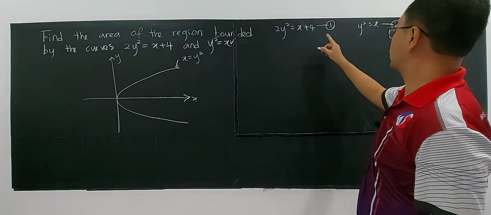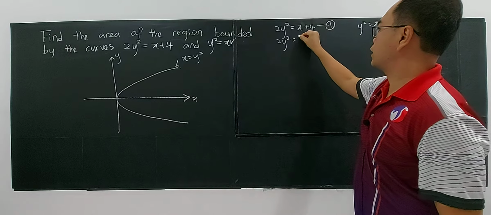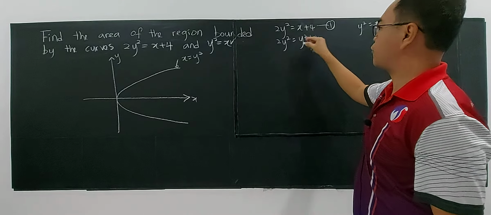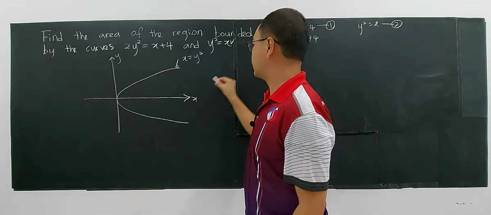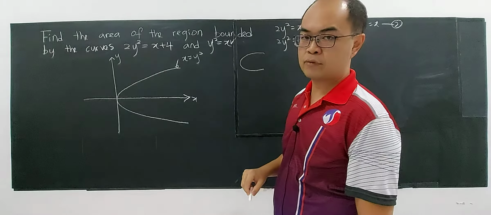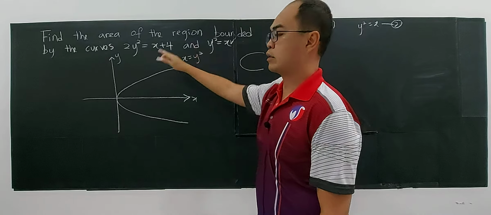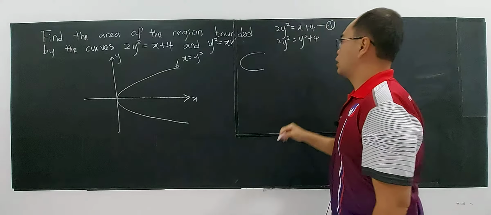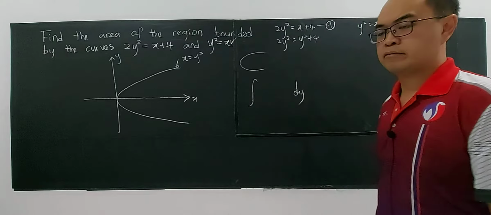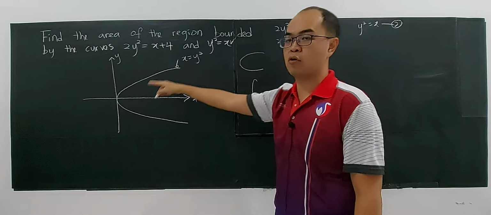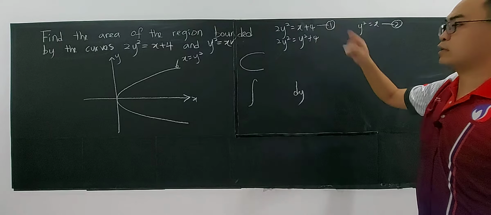So okay, I'm solving. x is y squared, so y squared equals 2y squared minus 4. I find the value of y here because I know that this graph is open to the right. For a parabola that opens to the right, I will consider integrating with respect to dy. So the y value is more important in this case. That's why I'm solving to get the value of y here.